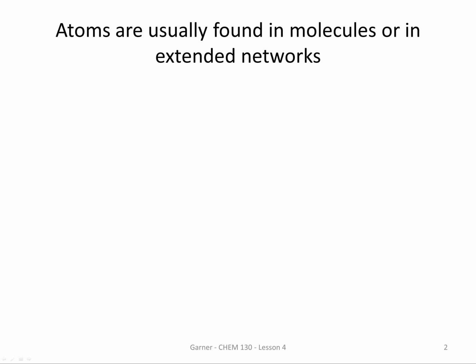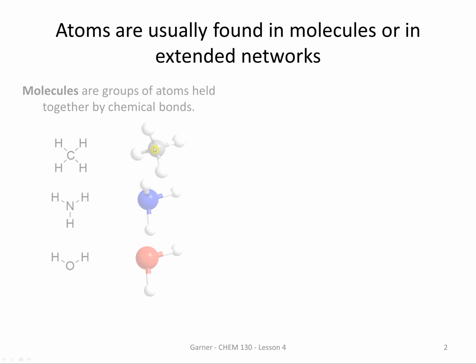In the last lesson, we learned about the structures of atoms. Those atoms are rarely found alone by themselves in nature. Instead, they're usually part of either molecules or part of extended networks. So, molecules are collections of atoms that are held together by chemical bonds. You can think of a molecule as being one discrete unit of a substance.